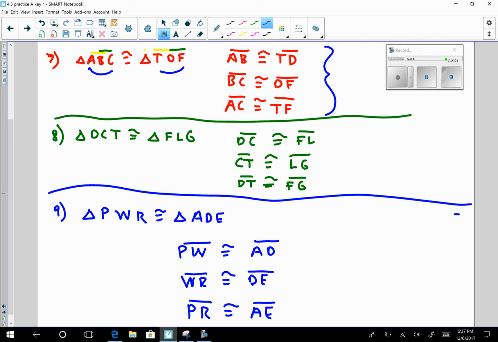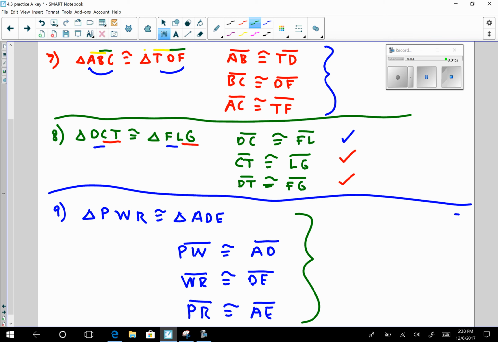Triangle DCT, triangle FLG. DC is congruent to FL. CT is congruent to LG. And DT is congruent to FG. Very straightforward. And here's the answer to number 9. I'm not going over number 9. You can pause the video and check your answer.